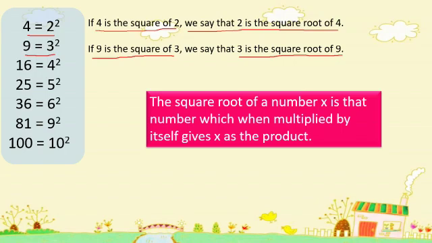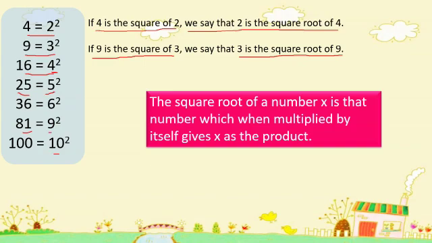Consider 16. 16 is the square of 4. If 16 is the square of 4, we say that 4 is the square root of 16. Similarly, 5 is the square root of 25. 6 is the square root of 36. 9 is the square root of 81. 10 is the square root of 100.